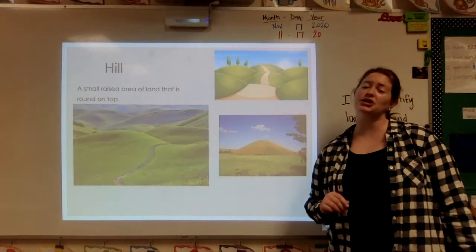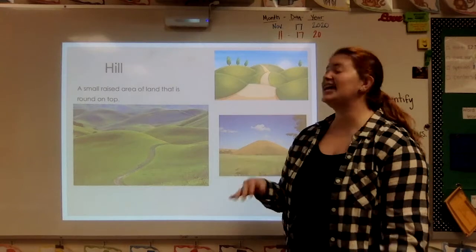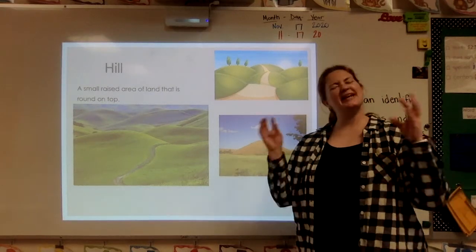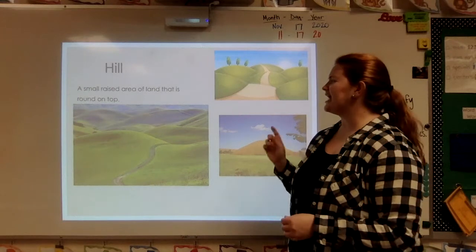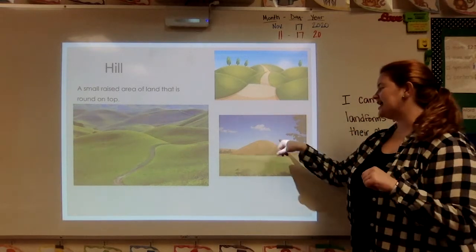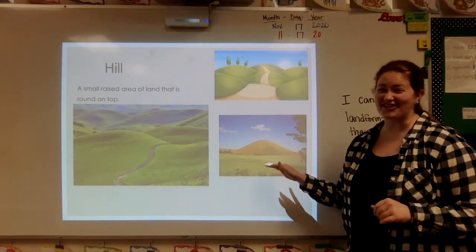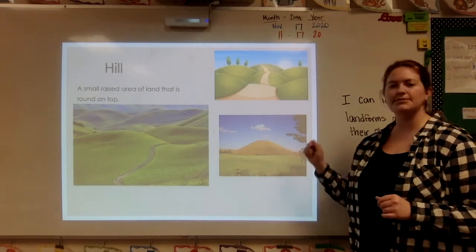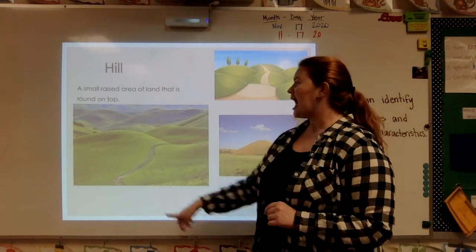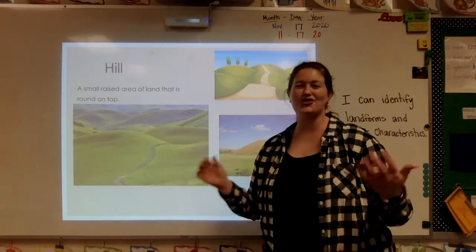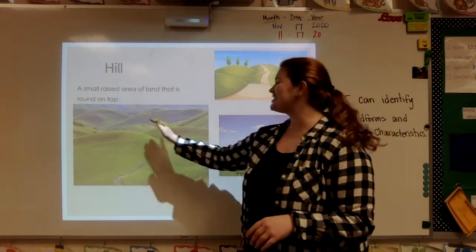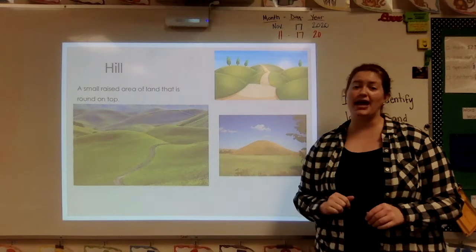The next one we learned is a hill. A hill is also raised land. It's taller than the land around it, but it's a little bit smaller than a mountain, and it's normally round on top. You can see here is a hill. It is definitely taller than the land it's around, but it comes to a curve. It's round on top. I have a few more examples. I can see some hills are taller than other hills, but they're really not that tall, and they definitely are not coming to a point.